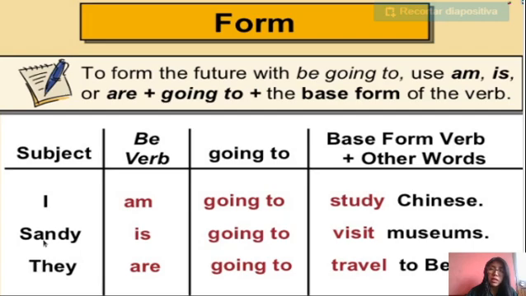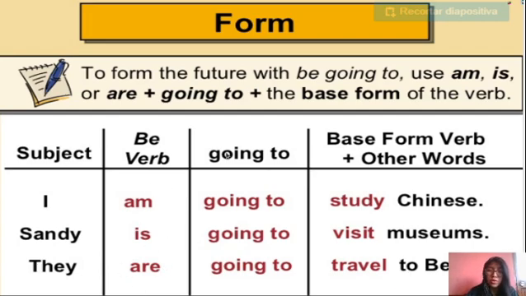Se refiere a la tercera persona singular, she. Remember, for he, she, it, I am going to use is. And they, that is plural, so I am using are. Remember, am for I; is for he, she, it; are for they, you, we. Okay, so remember, you have to conjugate the verb to be according to the subject.